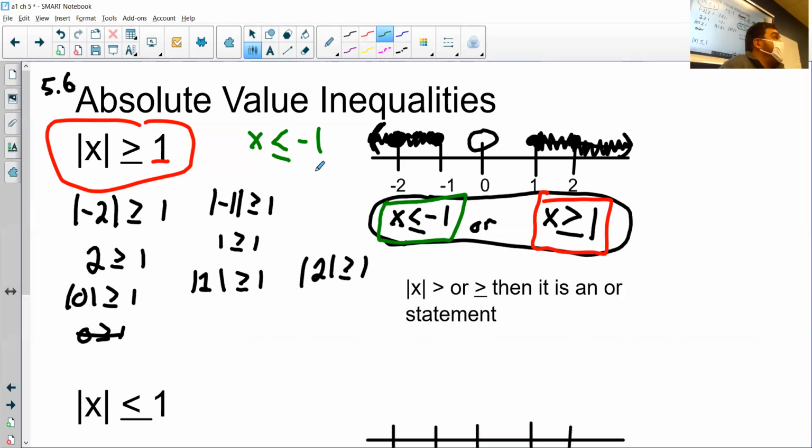Just like if you were multiplying or dividing by a negative, you would flip the sign.